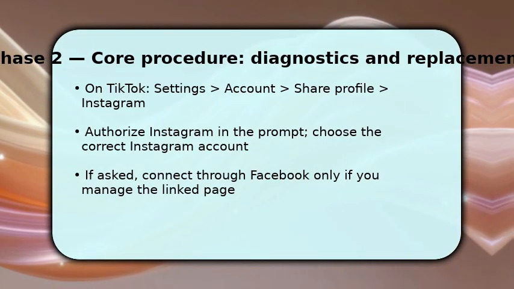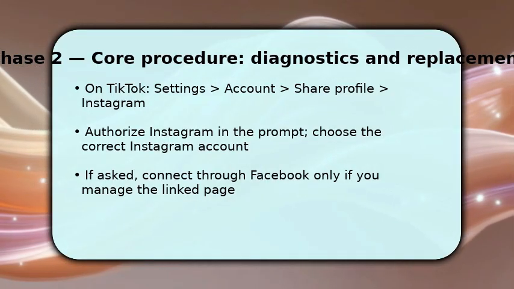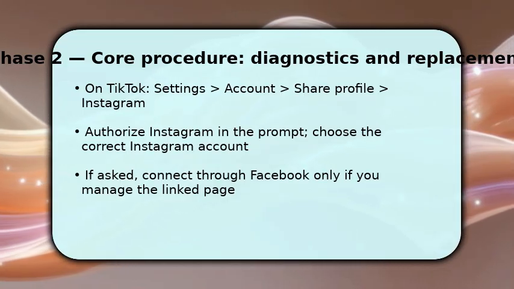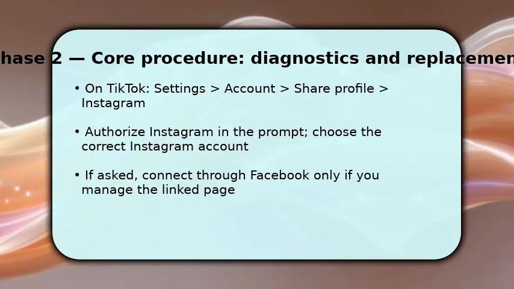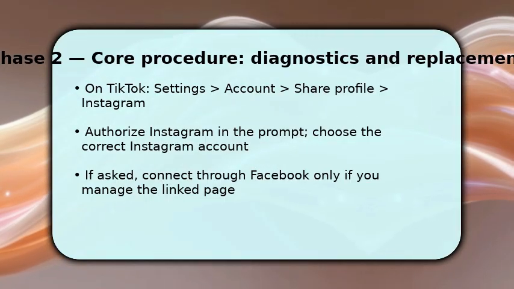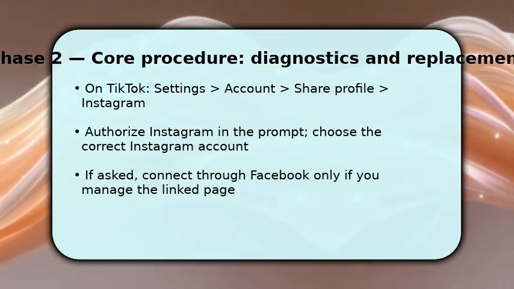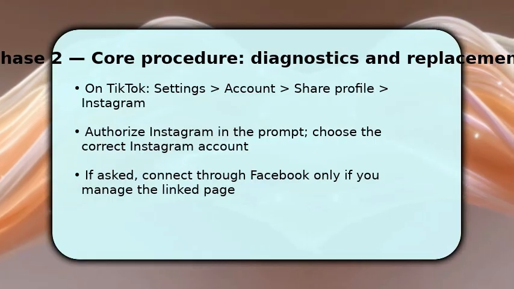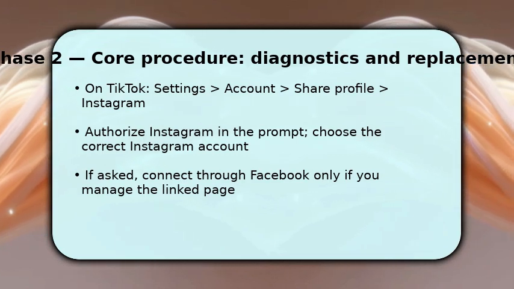When the Instagram login sheet appears, authorize the exact account you want linked, double-check the username. Grant permissions so TikTok can share content or profile links. This enables the camera roll share and profile button. If the app routes you to Facebook, make sure you manage that Facebook page. Otherwise, cancel and sign into Instagram directly to avoid linking the wrong business asset.